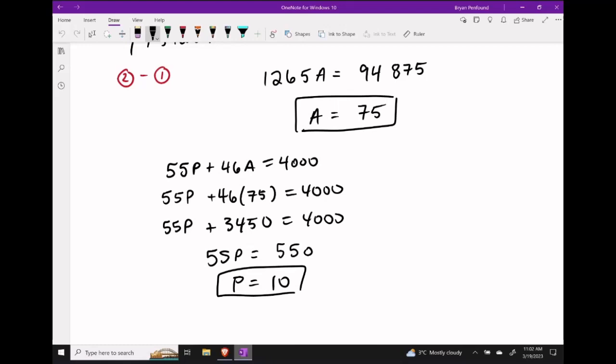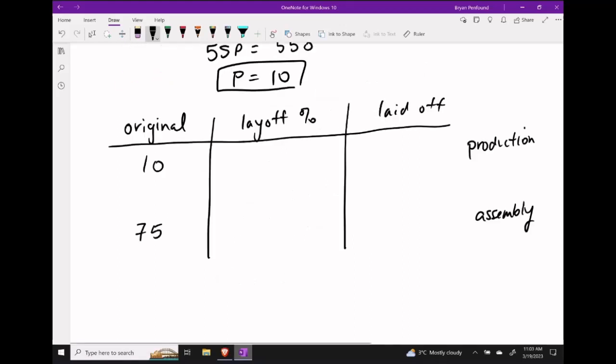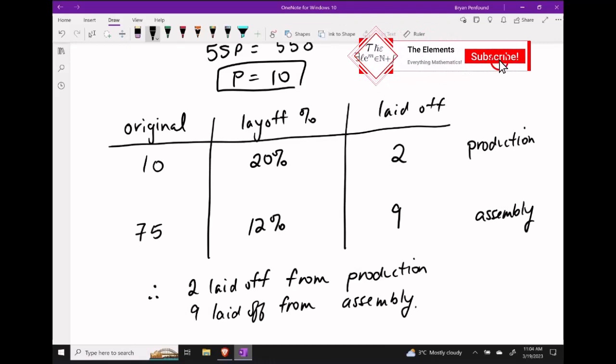This, however, is not our final answer because we need to determine how many people got laid off. So, based on the numbers that we have, we know we had originally 10 members of the production team. We had to lay off 20% of these individuals. So taking 10 and multiplying by 20%, we see that we had to lay off 2 of those individuals. Similarly, we started with 75 individuals on the assembly team. We needed to lay off 12% of them. So taking our 75 and multiplying by 12%, we get that 9 of these individuals had to be laid off. And this will be our final answer to this word problem.